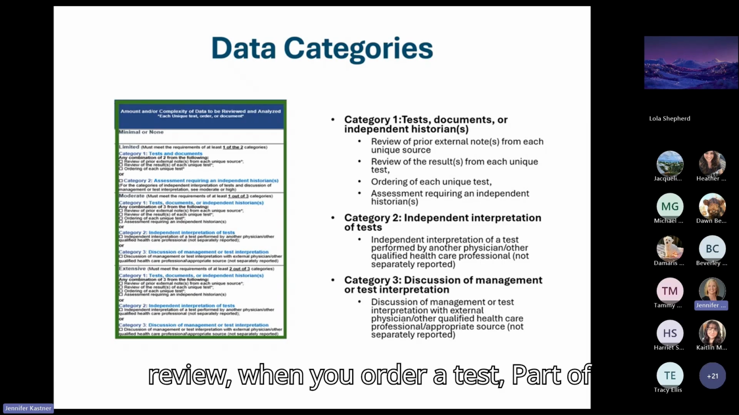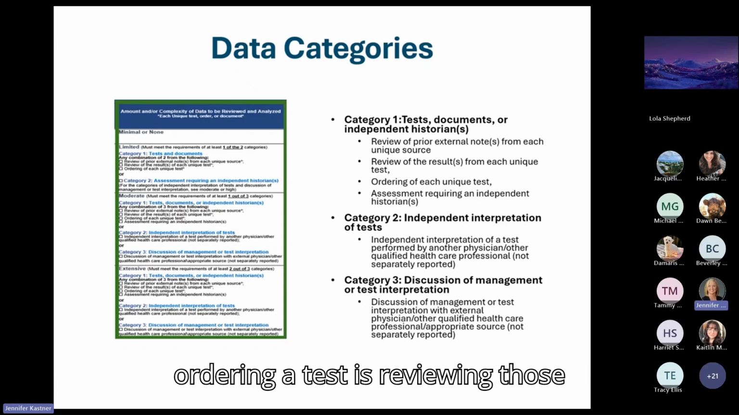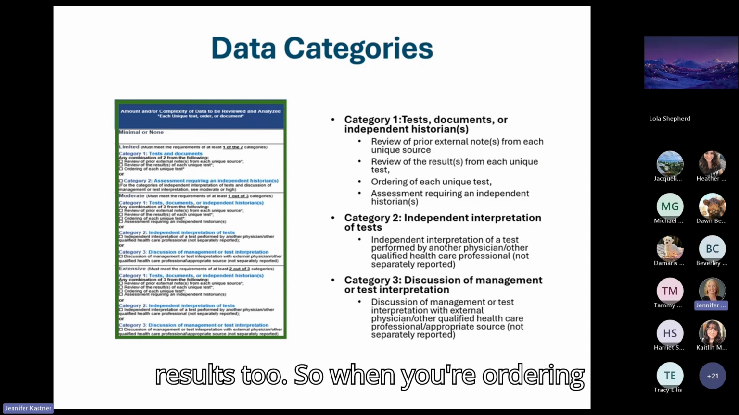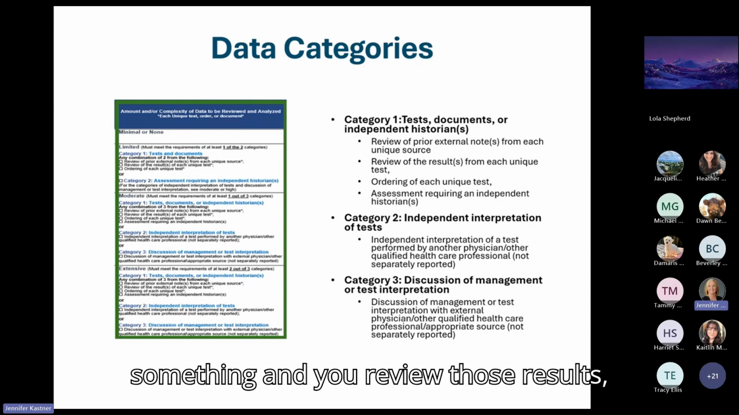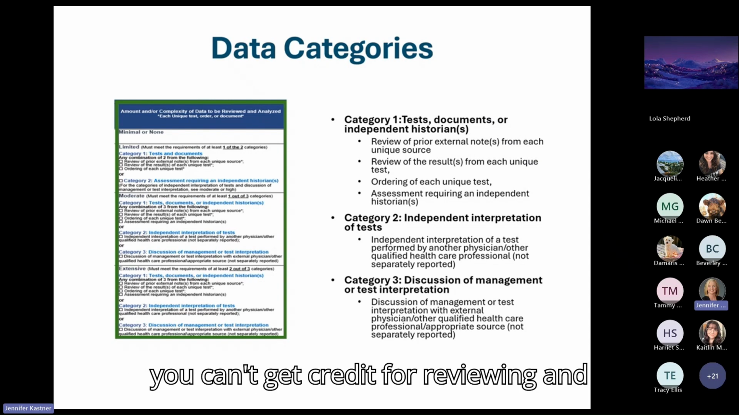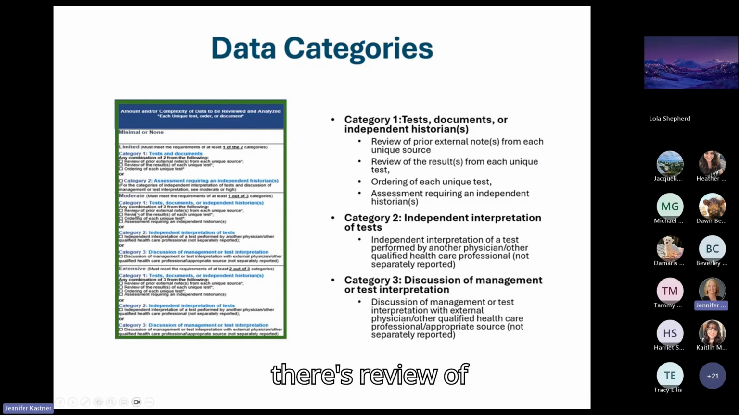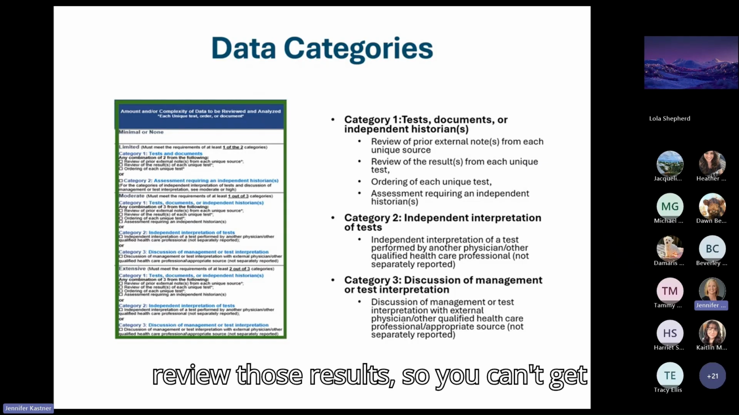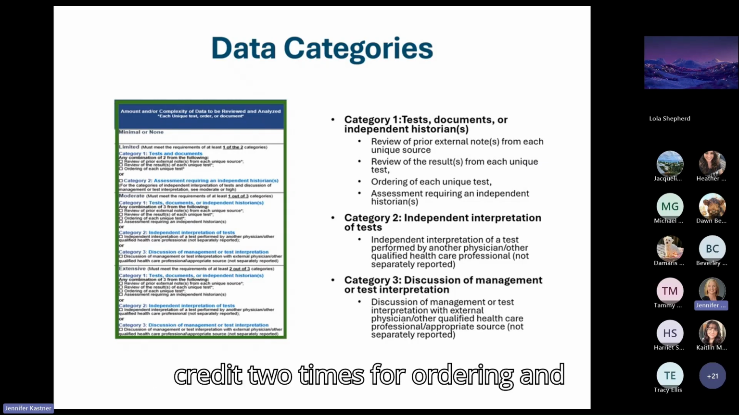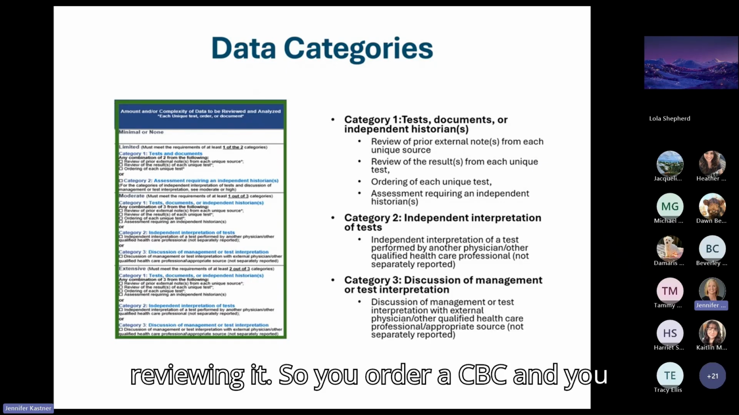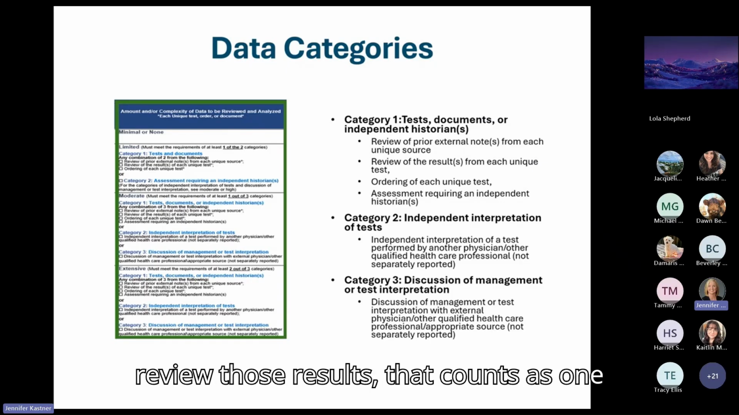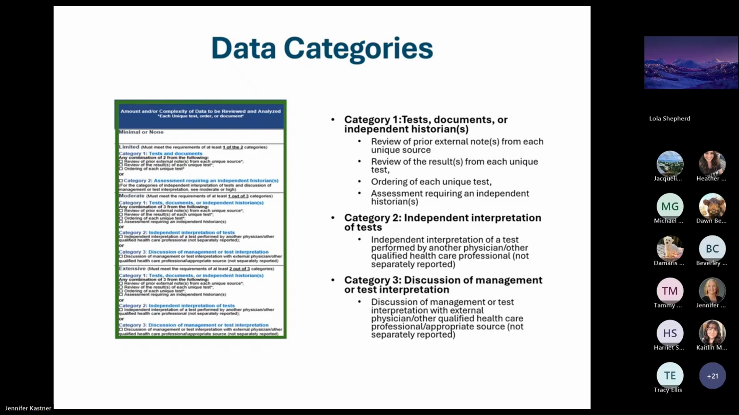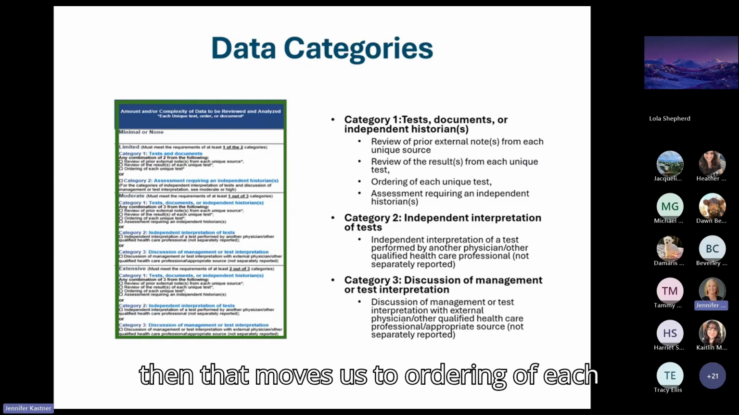Also, when you order a test, part of ordering a test is reviewing those results too. So when you're ordering something and you review those results, you can't get credit for reviewing and ordering, because as you can see here, there's review of each test and ordering of each unique test. When you order a test, it's assumed you're also going to review those results. So you can't get credit 2 times for ordering and reviewing it. So you order a CBC and you review those results, that counts as 1 point for ordering, not both. And then that moves us to ordering of each unique test.